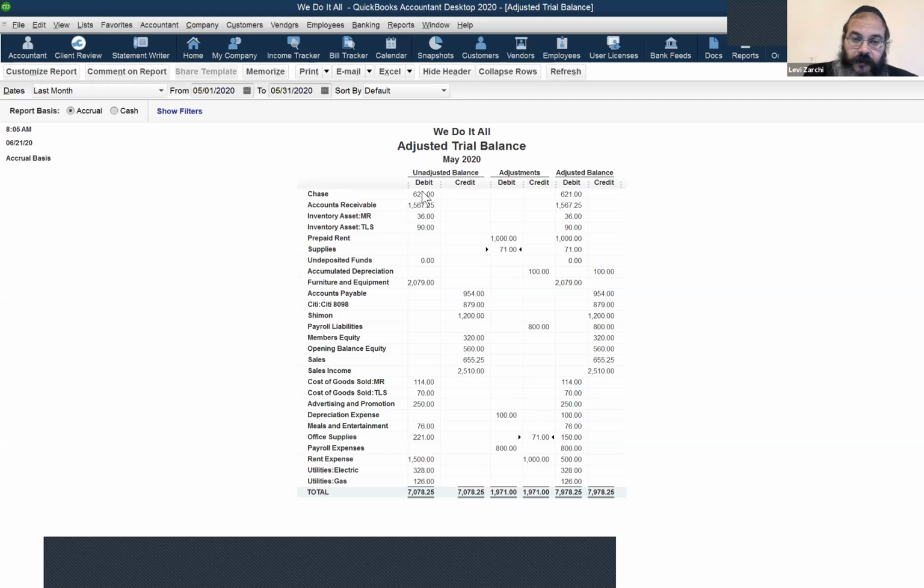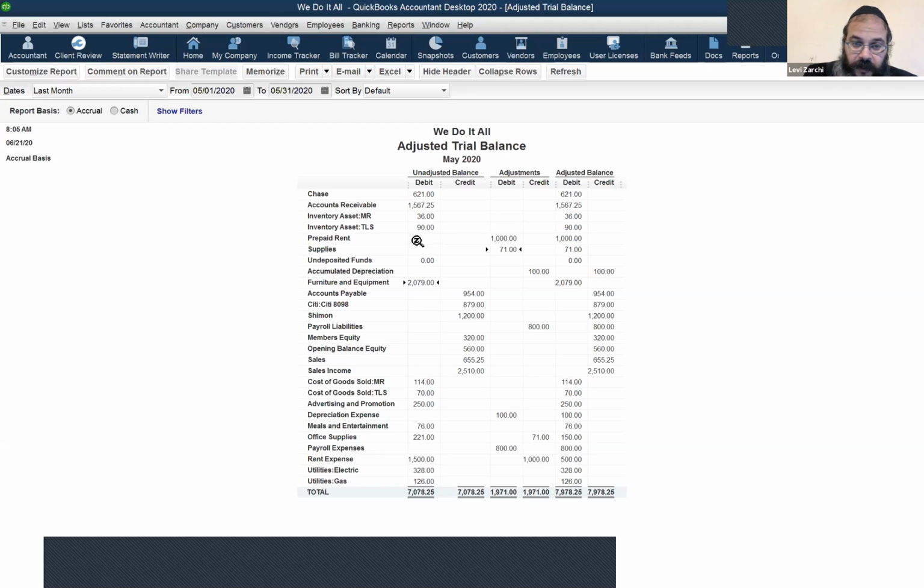So if you just follow down, we start with assets. That's the permanent accounts, right? Cash, accounts receivable. The inventory is a permanent account. Prepaid rent is an asset. Supplies an asset. Undeposited funds is zero. Accumulated depreciation is permanent. Furniture is permanent. These are the assets. Then we go over to accounts payable, right?